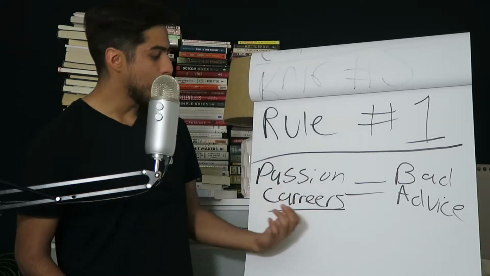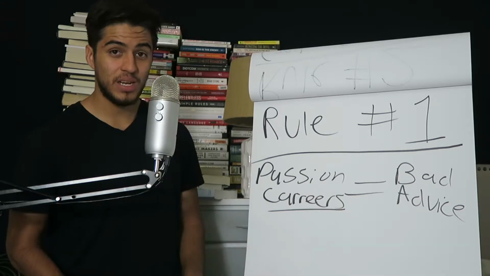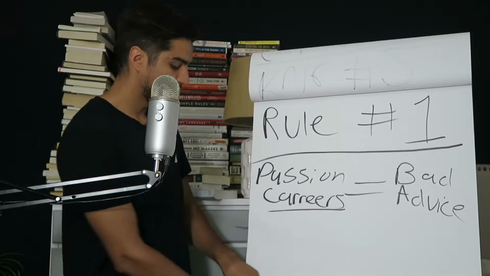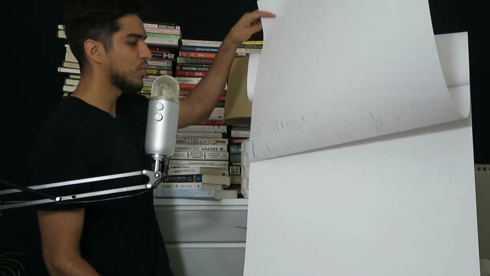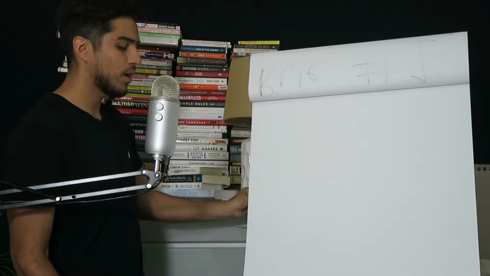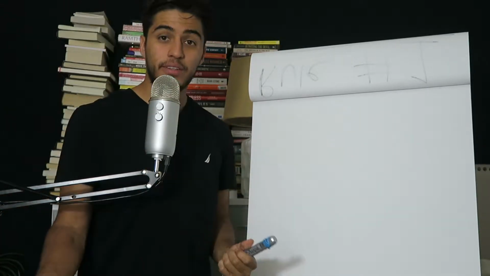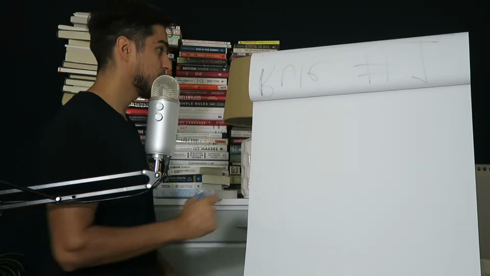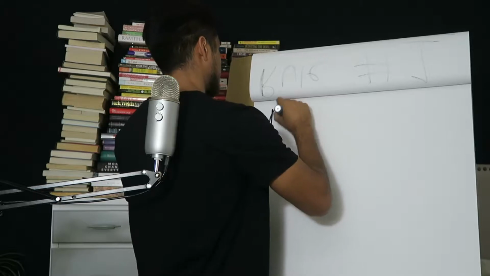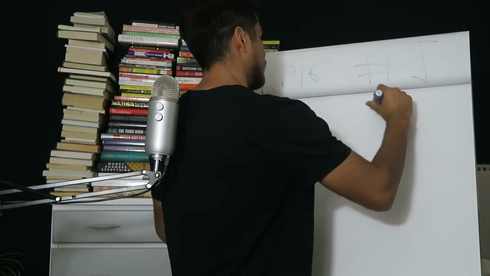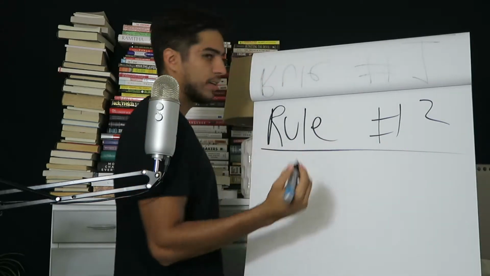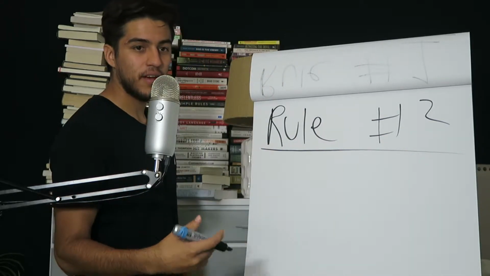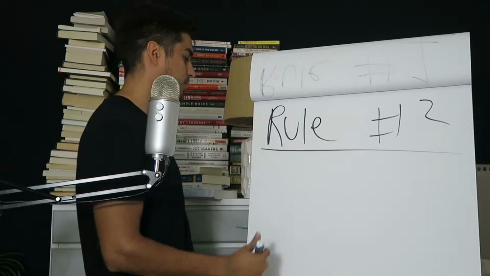Rule number 1, passion careers are sometimes bad advice, which leads to rule number 2. Rule number 1 is fairly simple, but rule number 2 has much more. I like to call it the juice, the meat of this video, because I'm going to teach you something that's going to fascinate you. Watch. So rule number 2 says, get good at something that is valuable and rare.